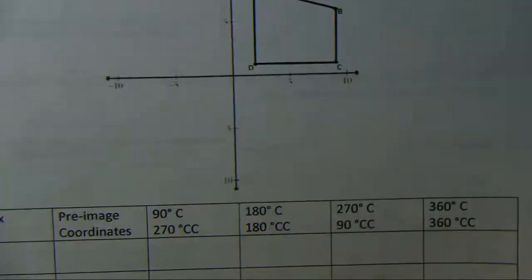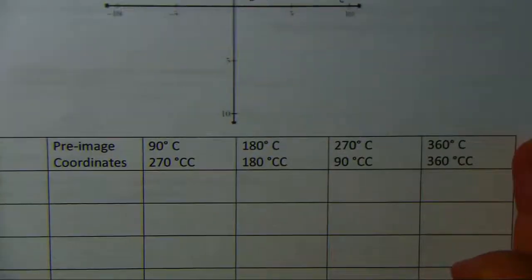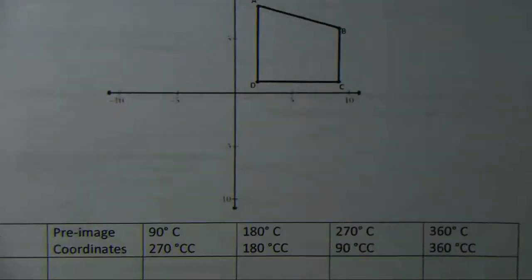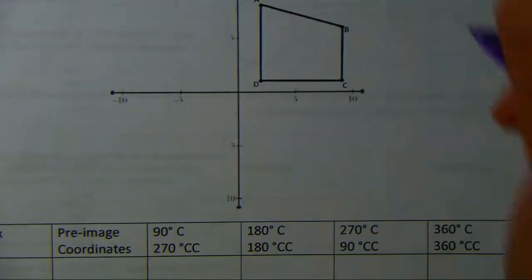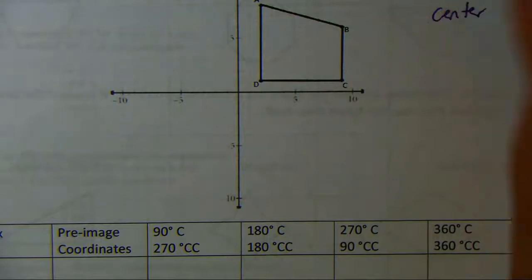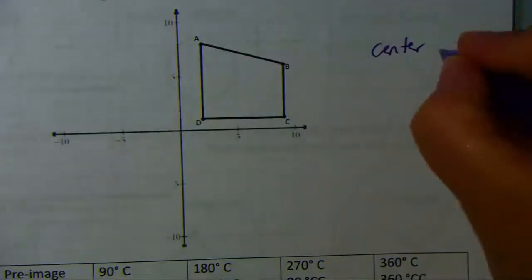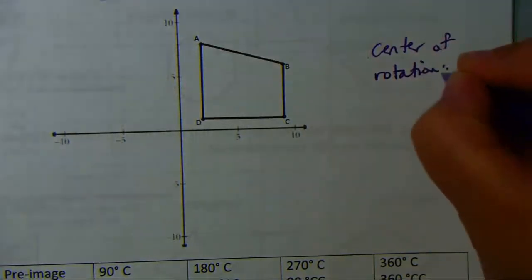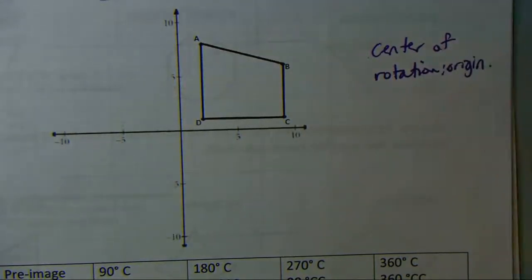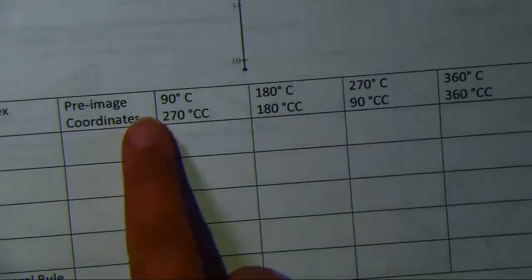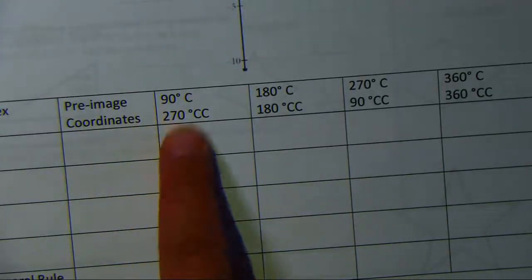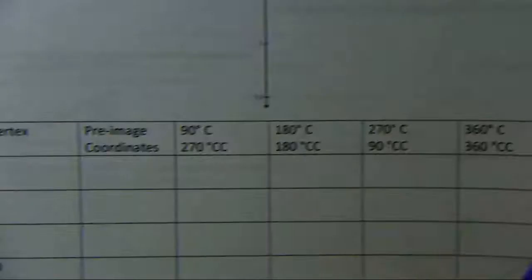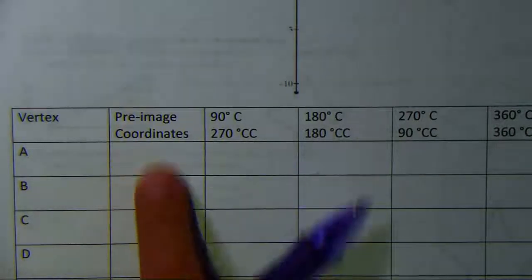First things first, we're rotating around the origin. So our center of rotation is the origin. And then we have our direction and our angle of rotation here on our chart. The first thing we want to do is write the pre-image coordinates.